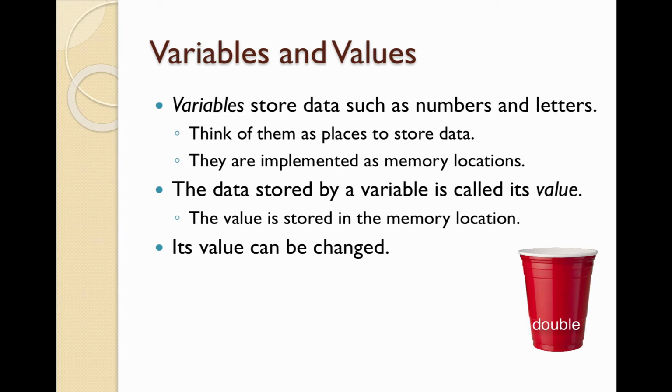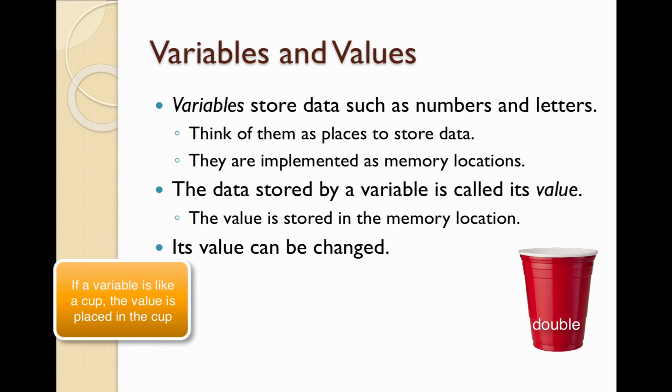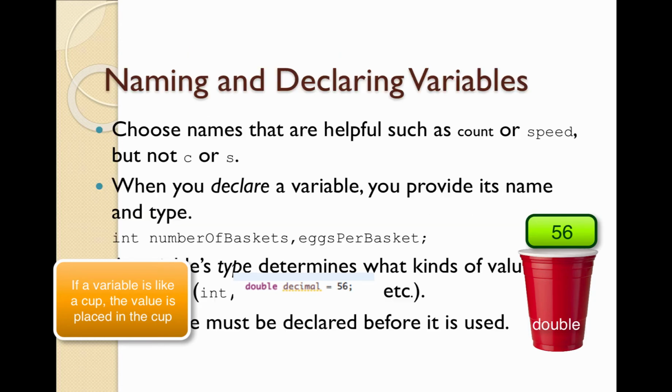Variables store data such as numbers and letters. Think of them as places to store your data. They are implemented in the computer as main memory locations. The data stored by a variable is called its value, and the value is stored in the memory location. Its value can be changed.